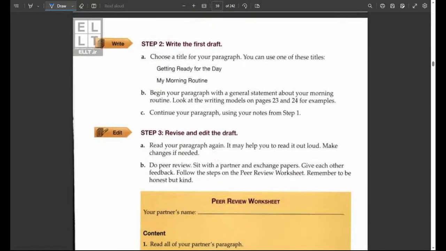So now we come to step 2. Write the first draft. Now choose a title for your paragraph. You can use one of these titles: Getting ready for the day, My morning routine, or My daily routine. Or you can give any other fancy title for your routine.